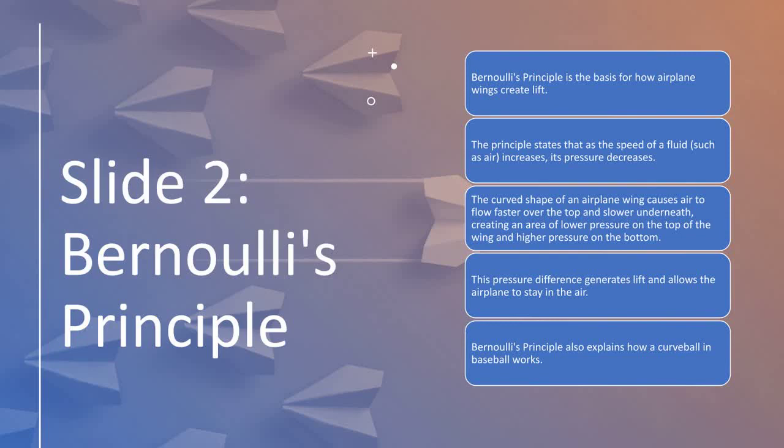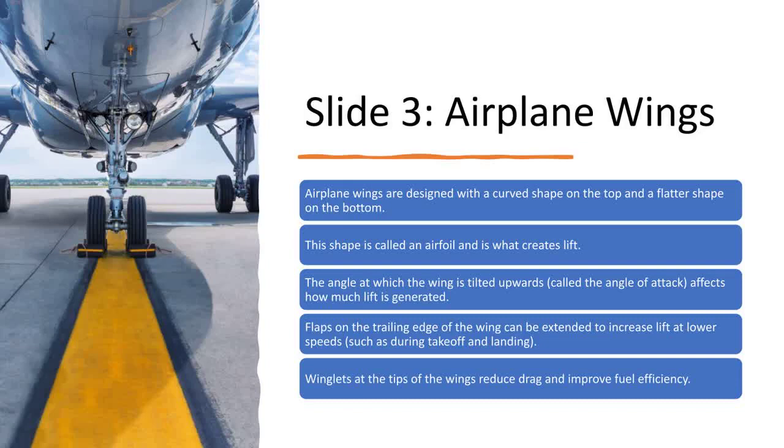So, let's talk about airplane wings. Airplane wings are not just simple flat surfaces, but are carefully designed to create lift, which is what allows the airplane to stay in the air. The shape of an airplane wing is called an airfoil, which has a curved shape on the top and a flatter shape on the bottom.